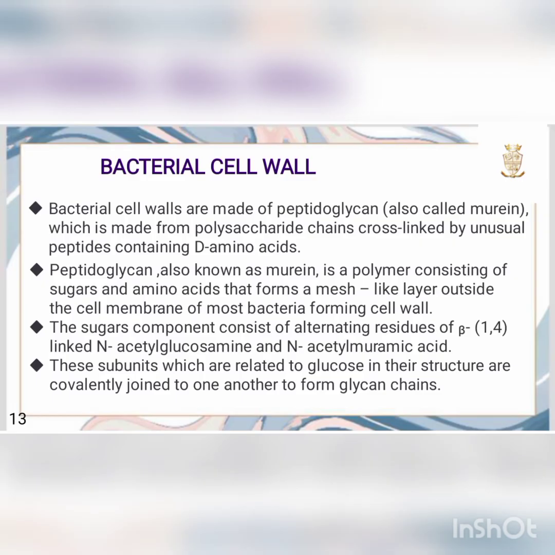The third type of cell wall is bacterial cell wall. Bacterial cell walls are made up of peptidoglycan, which is also known as murein. These are made from polysaccharide chains cross-linked by unusual peptides containing D amino acids. Peptidoglycan or murein is a polymer consisting of sugar and amino acids that form a mesh-like layer outside the cell membrane. The sugar components consist of alternating residues of beta-1,4 linked N-acetylglucosamine and N-acetylmuramic acid.